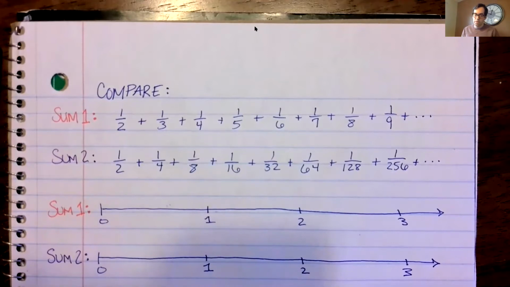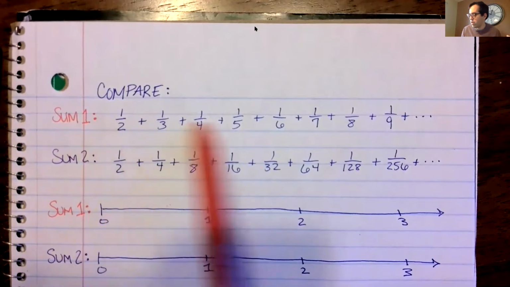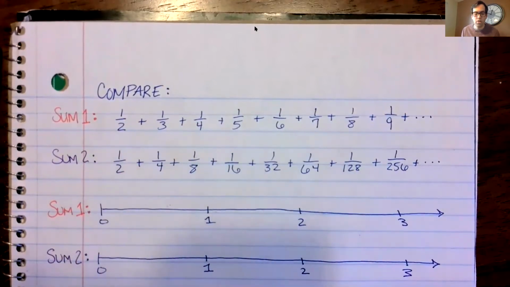And there is, believe it or not, a big difference between these two sums, even though initially it just seems like, well, they just have a different pattern for their denominator, but both of the fractions are getting smaller and smaller over time. Is it really a big difference? So let's check it out.